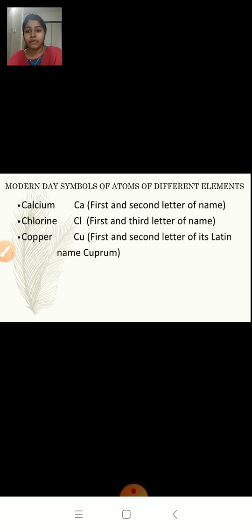Now, whatever names you have heard, hydrogen, oxygen, carbon, chlorine, the symbols are taken from their English name. When you look at copper, the symbol is Cu. But in copper, we don't have U. So where is this U coming from? For some symbols, the letters are taken from the Latin name. The Latin name for copper is cuprum. So you can see cuprum, that is Cu, the first and the second letter.